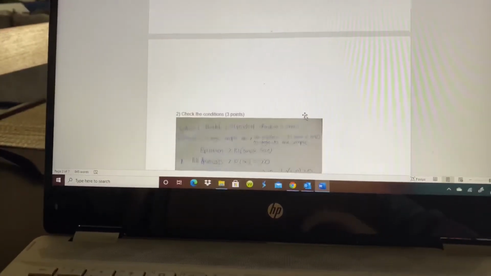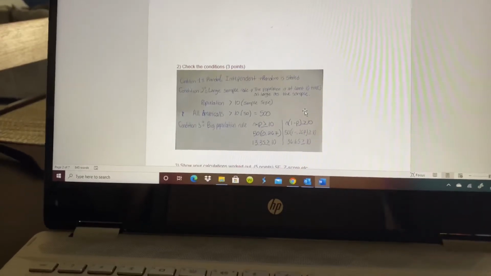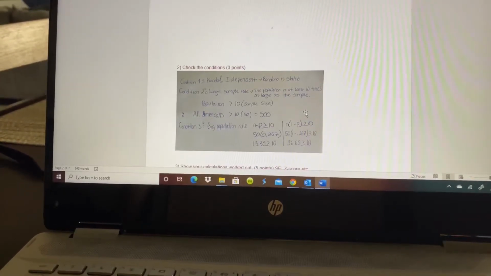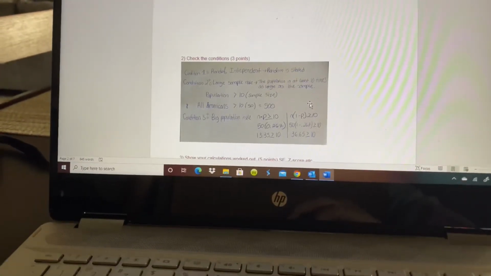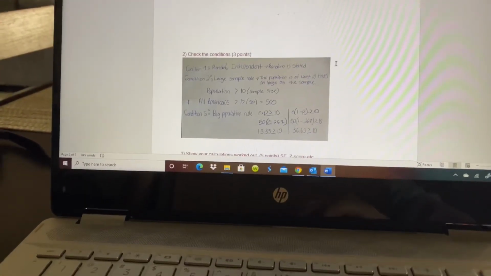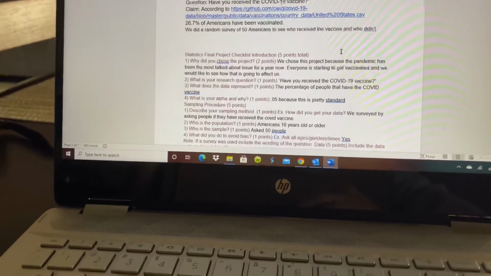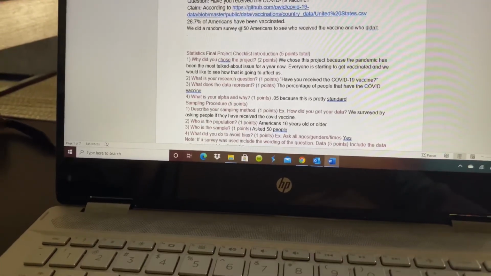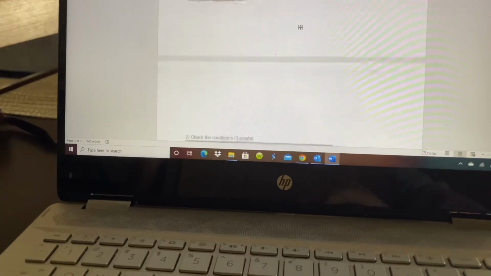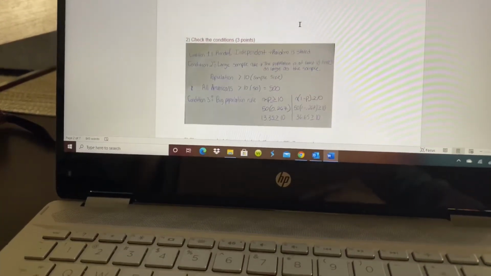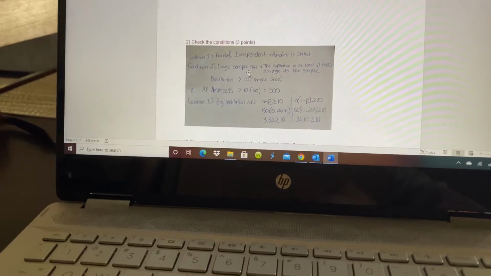So moving on to the conditions, check the conditions. Condition 1, random and independent. Random is stated, not in the equation, but when we were up here, I said we did a random survey of 50 Americans. So random is stated, so it is random and independent. Condition 2, large sample rule.